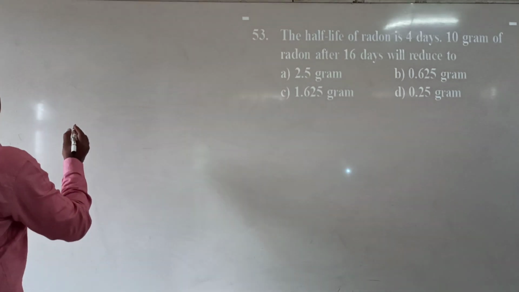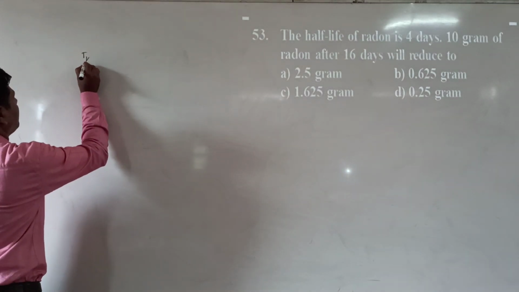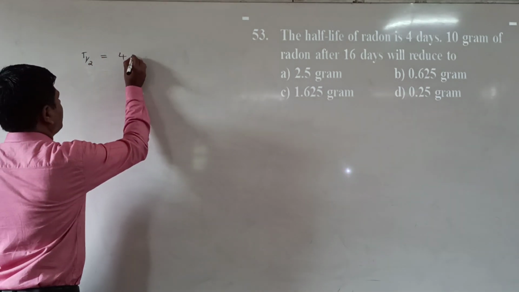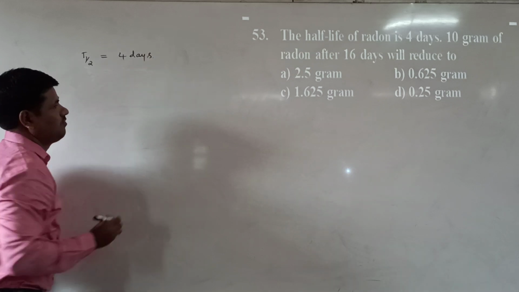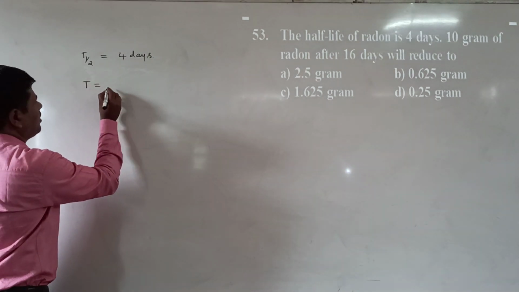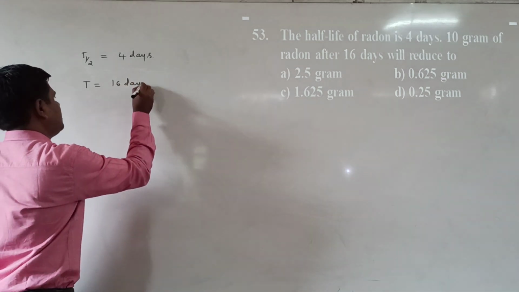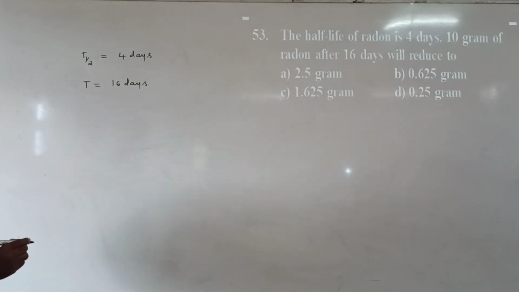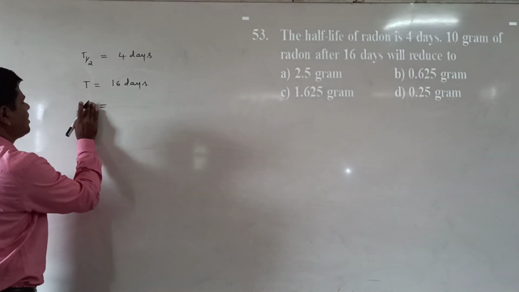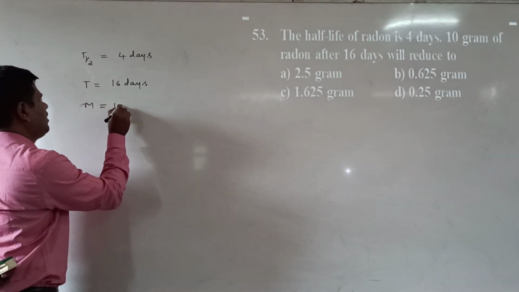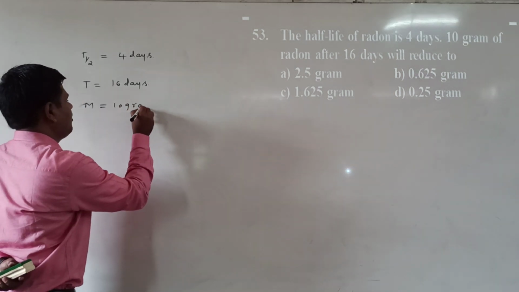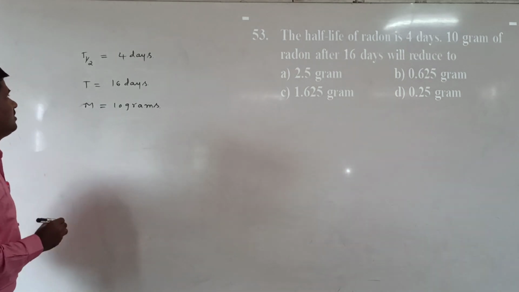Now, half-life is given here. The half-life T half is equal to 4 days. Next, the total time T is also given, 16 days. Now what else is given? The mass is also given. M is equal to 10 grams. How many grams of mass is there? 10 grams.